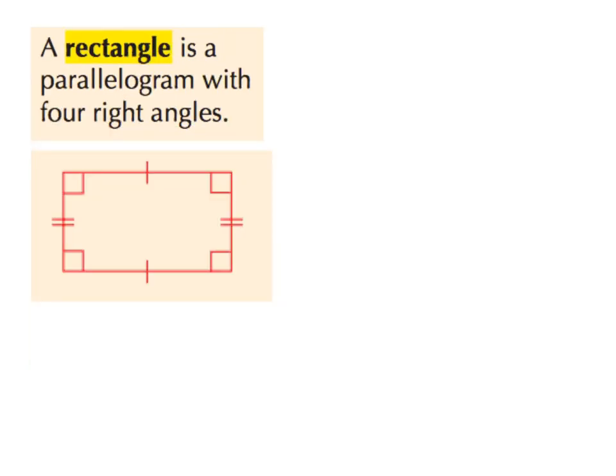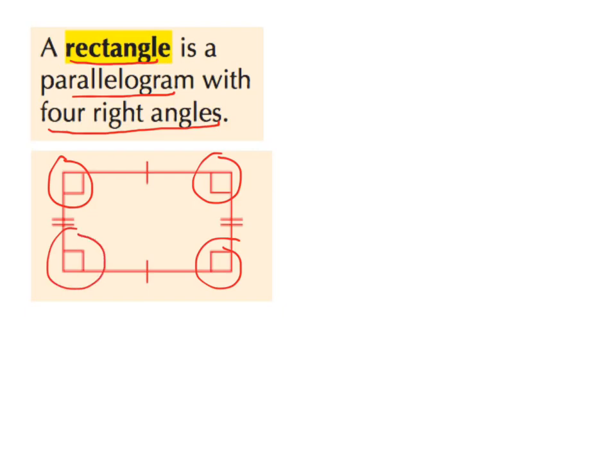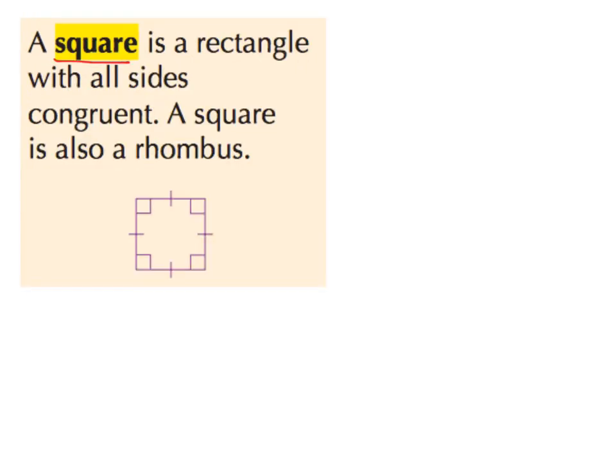What is a rectangle? A rectangle is a parallelogram with 4 right angles. So if in a parallelogram the 4 angles are right angles, 90 degrees, then the parallelogram is a rectangle. A square is a rectangle with all sides congruent. Now in a square, all the sides are congruent and all the angles are 90 degrees.